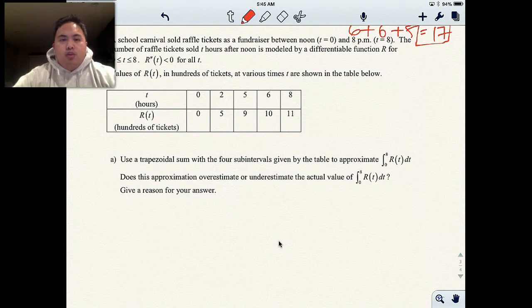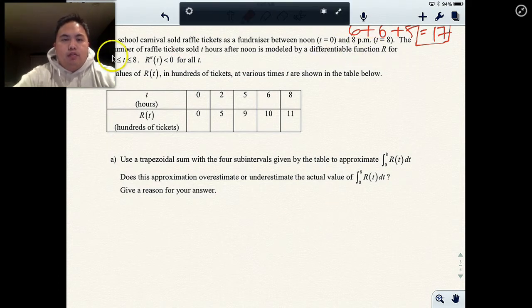So here's a school carnival that sold raffle tickets between noon, time equals 0, and time equals 8. The number of raffle tickets sold t hours after noon is modeled by differentiable function r for 0 to 8. The second derivative is less than 0 for all t. Values of r of t in hundreds of tickets at various times are shown below. First question says use a trapezoidal sum.